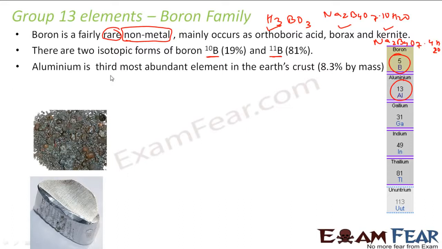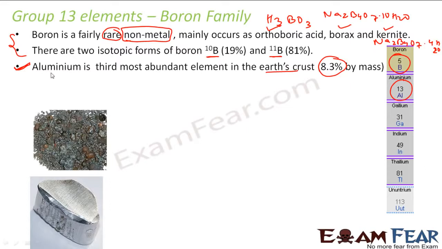Aluminium is the third most abundant element in the earth's crust. So it is pretty much available, and it is 8.3% by mass. You must have seen a lot of utensils at home made of aluminium, and it's used exhaustively in industry also. And boron looks like this. There are two forms of boron, crystalline and anhydrous. This is the crystalline form of boron. We'll also give you a picture of the anhydrous form of boron.